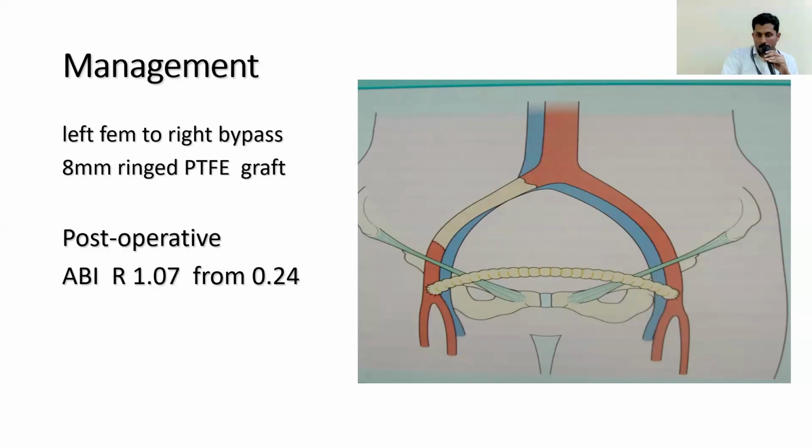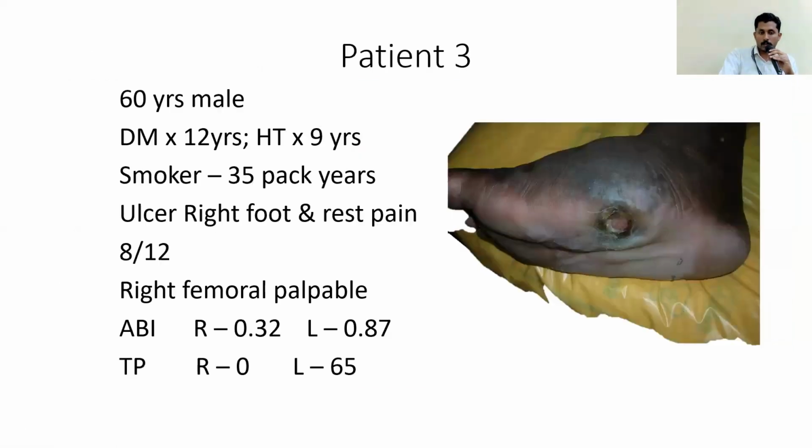So the patient underwent fem-fem crossover. Usually we would plan for aorto-unifemoral bypass, but the patient has risk for an open procedure, open laparotomy, etc. So one alternative method is fem-fem crossover. The left-sided external iliac artery and distal pulses were normal, so we take the inflow from the left-sided external iliac artery and give it to the right external iliac artery. So ABPI improved from 0.2 to 1.07.